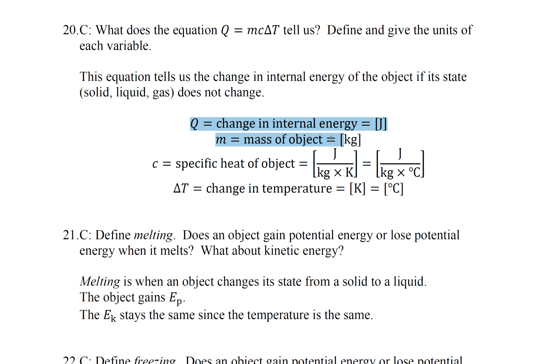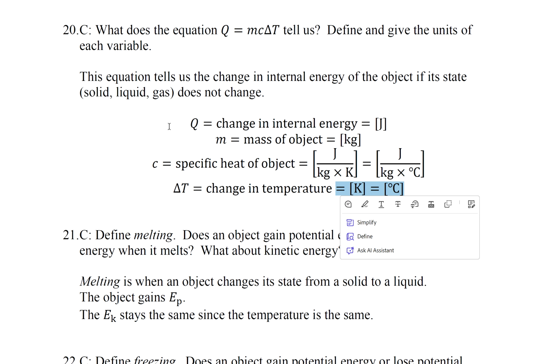So Q on the left-hand side is a change in internal energy. M is the mass of the object in kilograms. C is the specific heat of the object, and that depends on the properties of the object. And delta T is a change in temperature of the object. So remember, delta Kelvin is equal to delta degrees Celsius, so you don't have to convert to Kelvin if you're given degrees Celsius.